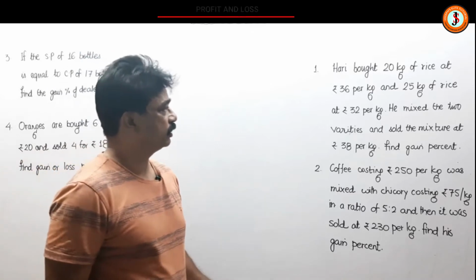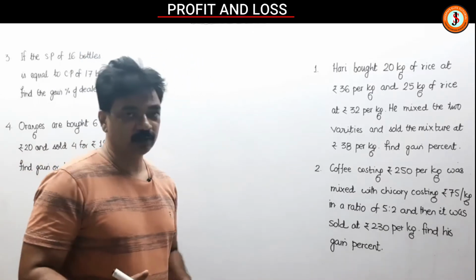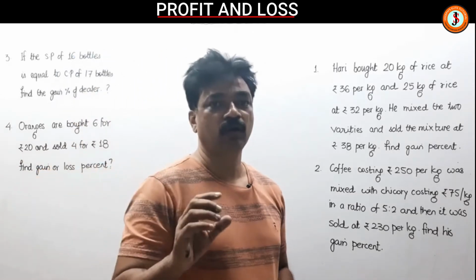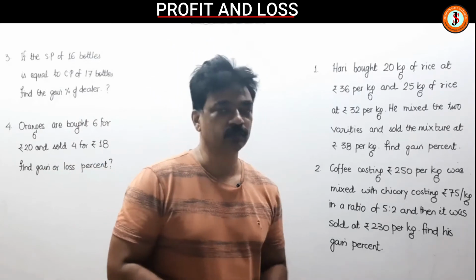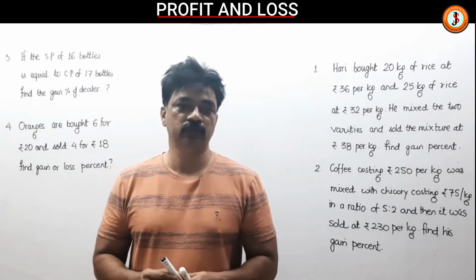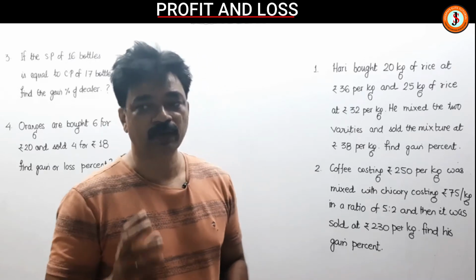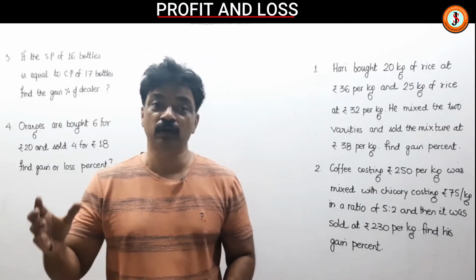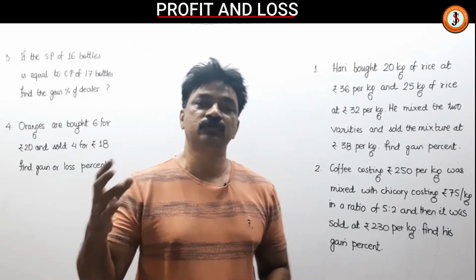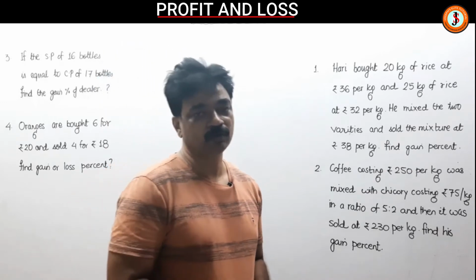So here children, we are into profit and loss, and in profit and loss there is one simple, fundamental concept: always, if there is cost price and selling price, find out the cost price of the same quantity and the SP of the same quantity, then you can easily solve the problems.